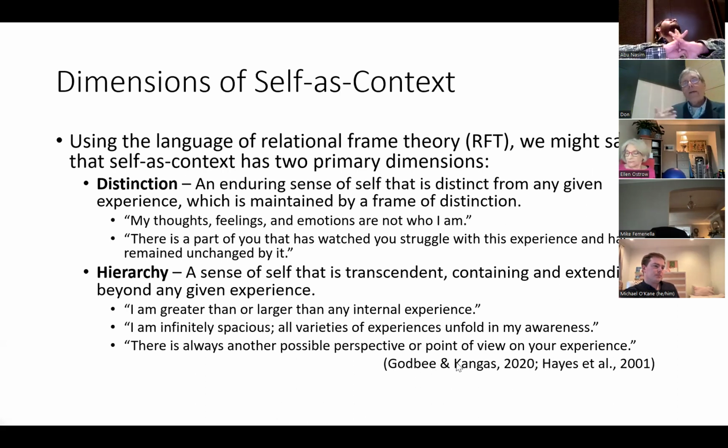At the same time, we have this sense of the capaciousness, the Walt Whitman idea of I contain multitudes, the capaciousness of awareness. That's a frame of hierarchy. And so we have this sense that we are greater than any one internal experience that we might have, there's a kind of infinite spaciousness to the self. That's what the ACT book was referring to about the limits of consciousness can't be consciously realized, right? There's always something more. There's always another possible perspective or point of view on our experience. So that's a hierarchical frame. And so that's a very technical definition of self as context.